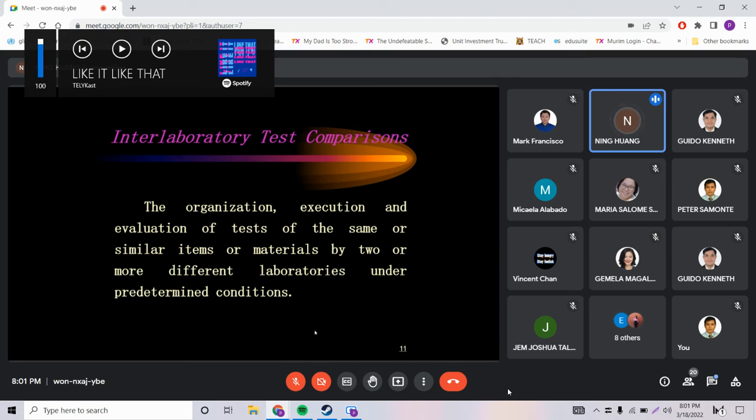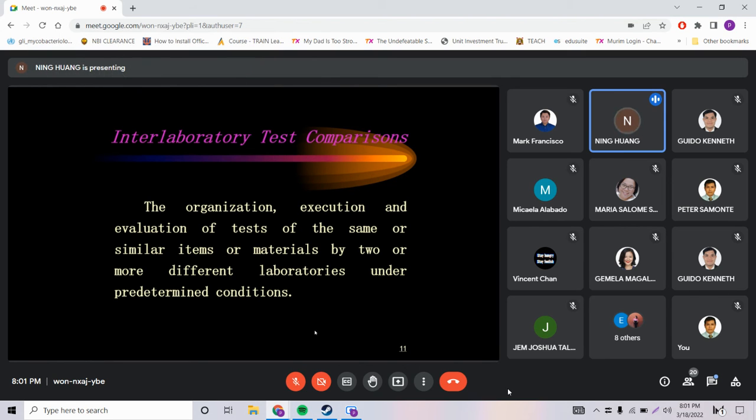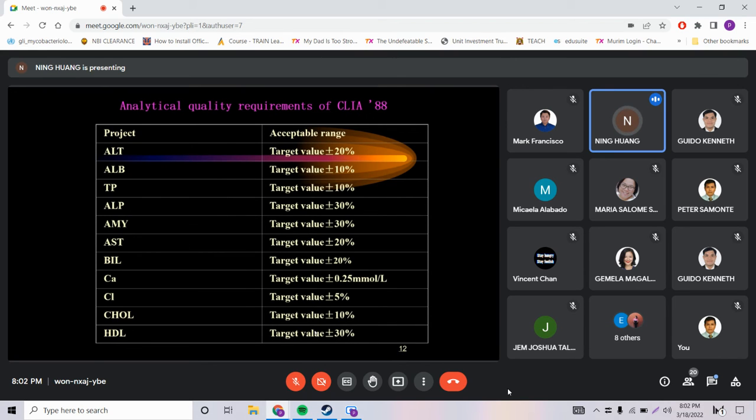Inter-laboratory test comparison. The organization, execution and evaluation of tests of the same or similar items or materials by two or more different laboratories under predetermined conditions. And these are the analytical quality requirements of CLIA 88.